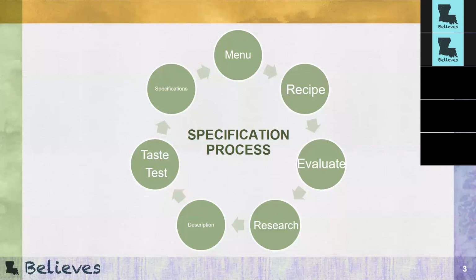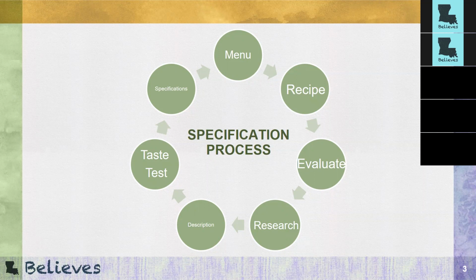The process that you would use for developing specifications is, first, again, you develop the cycle menus. And from those cycle menus, you need to make sure you have standardized recipes, either by making them yourself or finding recipes that have already been standardized using the child nutrition program standards. Then you evaluate the quality and customer acceptance of the current items that you're using.